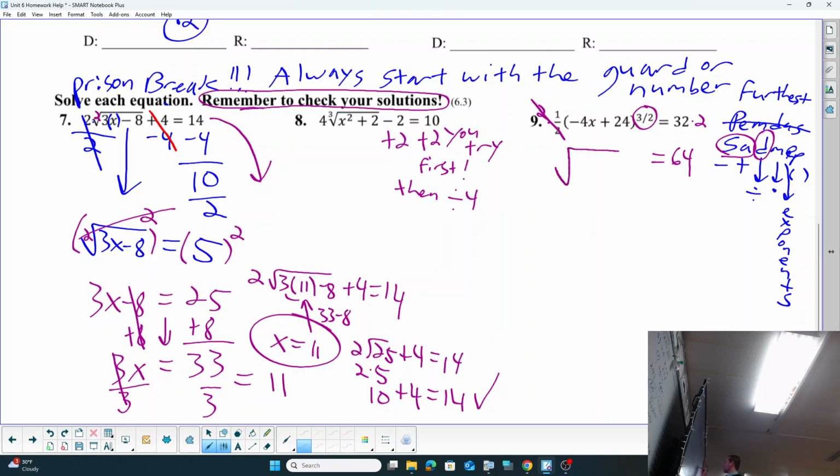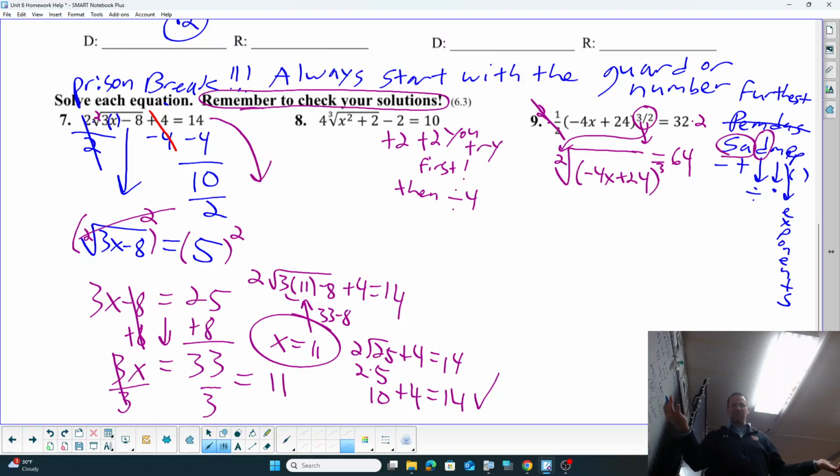And then you do have to write this with the root, remember? So is it the third root or is it the square root? Remember, the bottom is the root. The bottom is the root. So it's a square root. And then we have negative 4x plus 24, and that's going to be all to the third power.